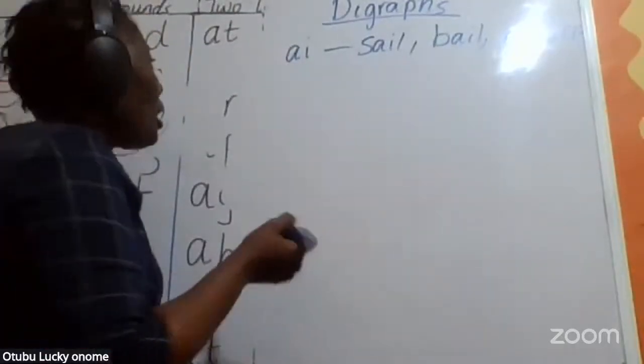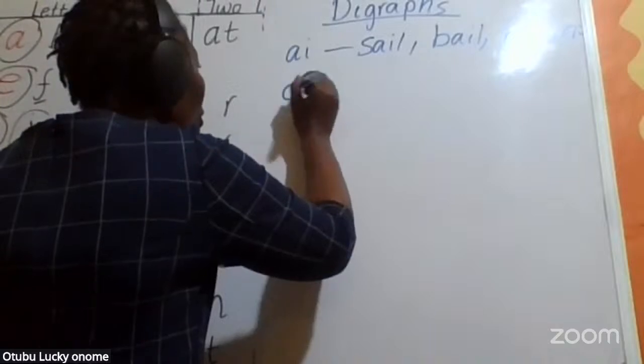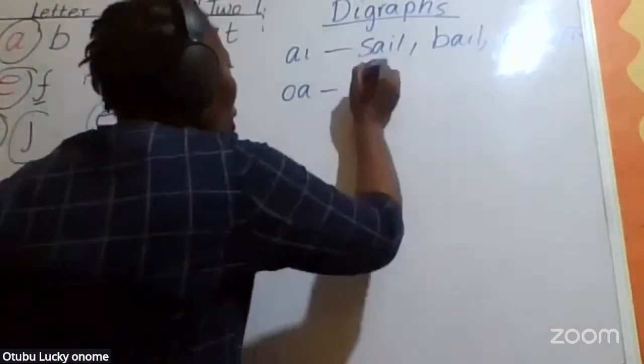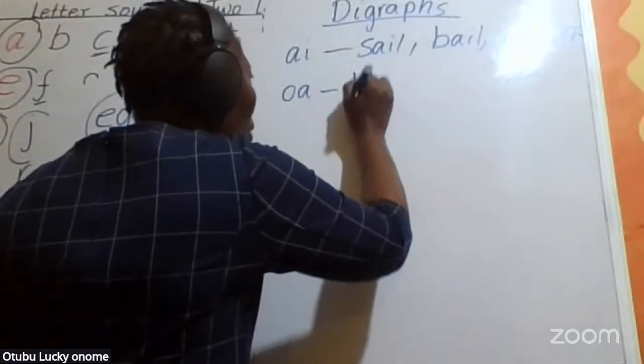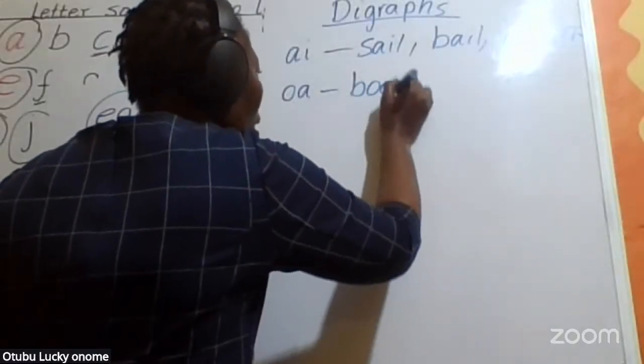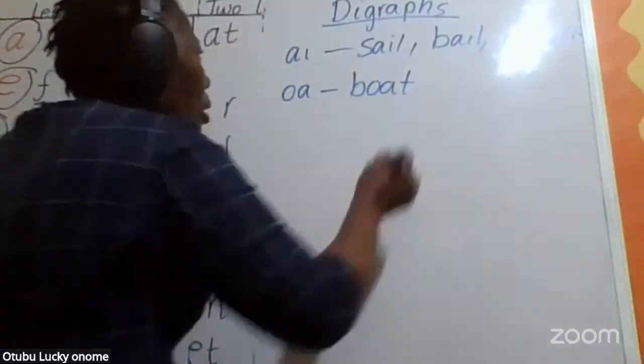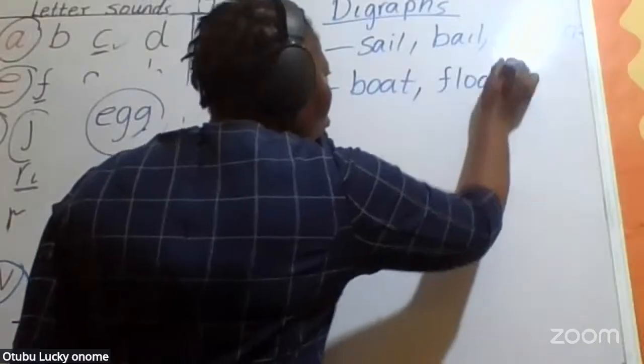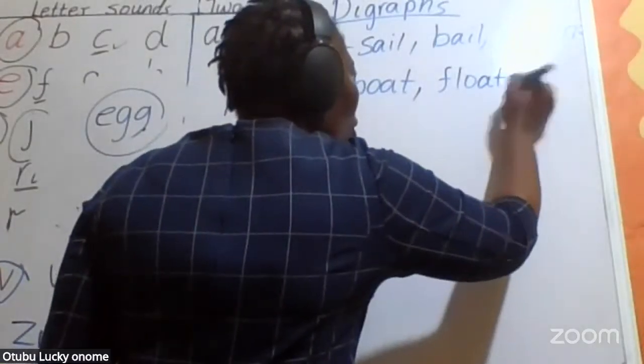The next one we're looking at is "oa". We have it in words like boat, float, and coat.